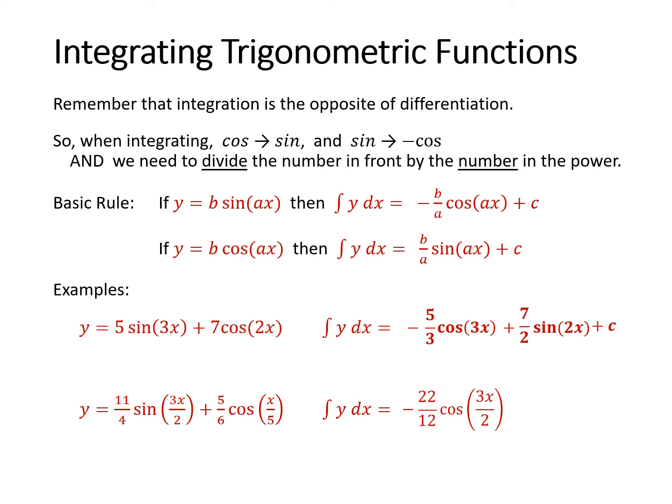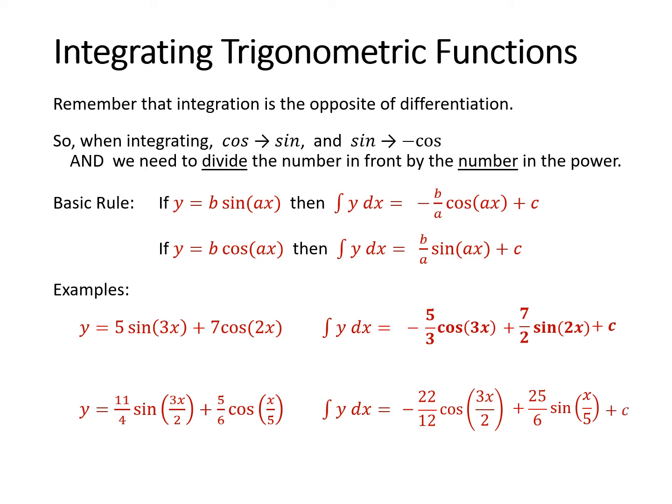Look at the second term now. 5/6 cos x over 5. So cos becomes sine, so I can just leave a little gap, and I'll just do the sine x over 5. And I've now got to get that number right, so I've got to divide 5/6 by, and that's 1/5 in that bracket, so 5/6 divided by 1/5. So you flip the second one upside down, and we get 25 over 6. And that's that term done. And then we need the plus c.